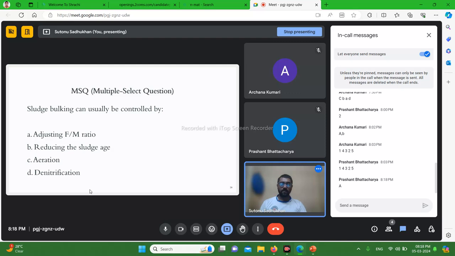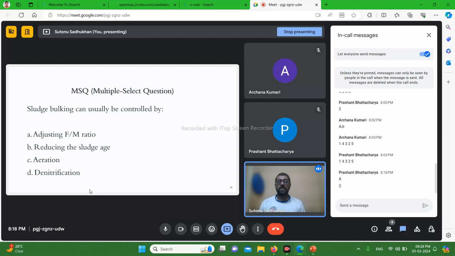Option A, you are telling, adjusting food to microbes ratio. Yes, I believe it is correct. More than one option may be correct, or maybe one option only. Reducing the sludge age. What do you think? What is sludge age? The time a sludge remains in a particular system. Aeration. Okay, do you know what aeration is? Aeration, denitrification, everything is. So we'll go to the answer.